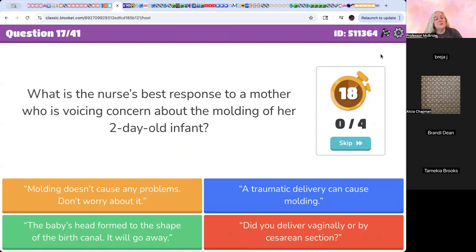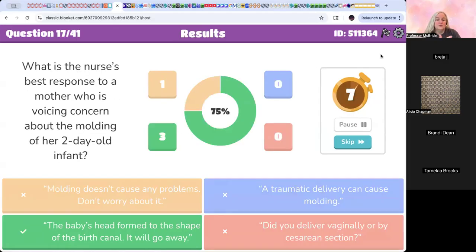What is the nurse's best response to a mother who's voicing concern about the molding of her 2-day-old infant? Okay, so yes, the molding is normal, and it'll go away on its own. We're going to reassure her that this is a normal finding, because remember that the bones of the head aren't fused, so they move to adjust to fit.